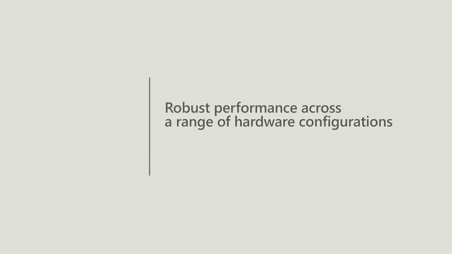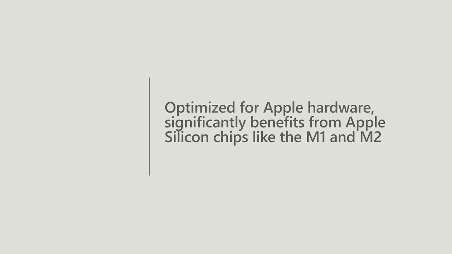Last is performance. Windows offers robust performance across a range of hardware configurations, and enhancements in Windows 11 aim to optimize resource management and responsiveness. Mac OS is optimized for performance on Apple hardware, particularly with the advent of Apple silicon chips like the M1 and M2. These chips offer significant performance and power efficiency improvements, enhancing the overall responsiveness and capability of Mac OS.